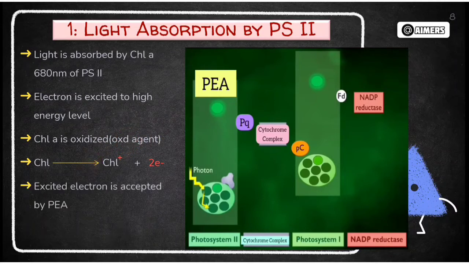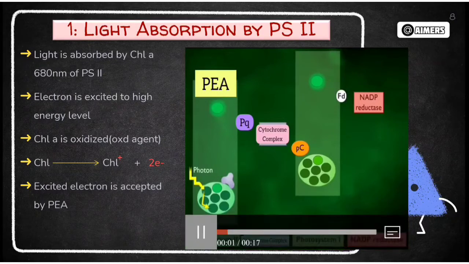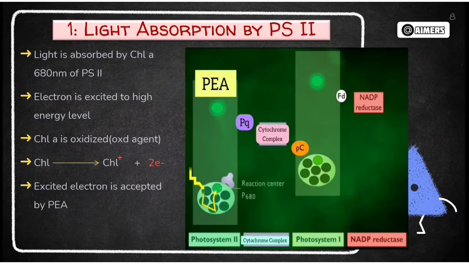Got it? Now the excited electrons, these two electrons which have been removed from the chlorophyll A of reaction center, will be accepted by the primary electron acceptor. This primary electron acceptor is protein in nature. Now look here in the video that photon falls. This is reaction center P680, chlorophyll A. Electrons get excited and are trapped by the primary electron acceptor.